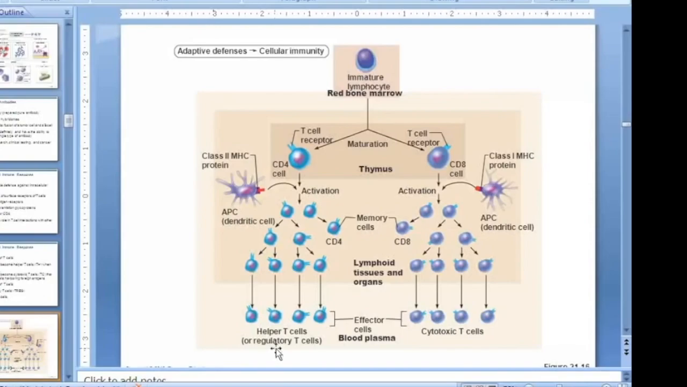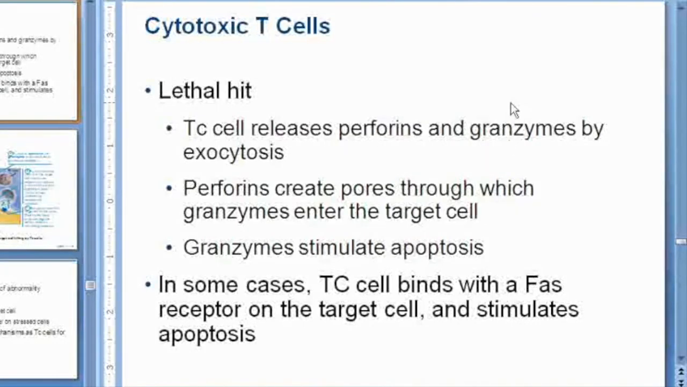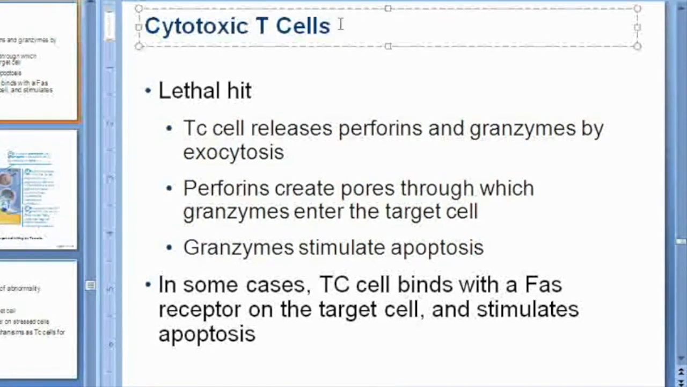All we're going to focus on now is a killer T. And I don't even know if I need to draw a picture, honestly. We say that cytotoxic Ts kill with what's called a lethal hit. Remember, cytotoxic Ts are also called CD8s.